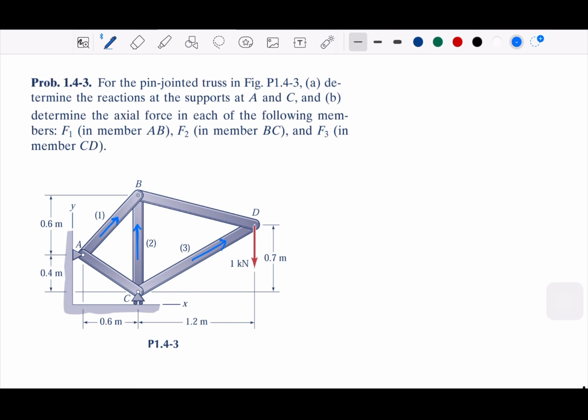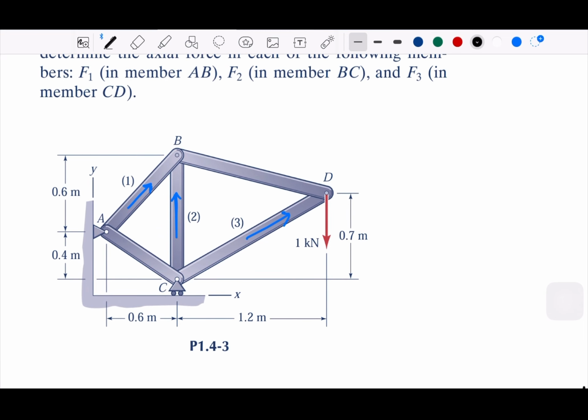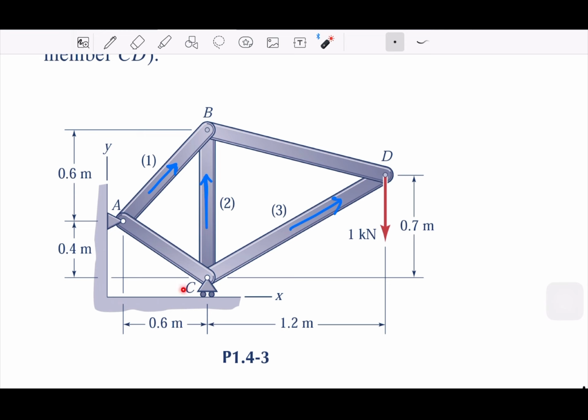Now, to start with the questions, we need to observe what information we have. This is the truss, where all the members are connected through pins, like this. And then we have supports at A and C. If we take a closer look, A is just a normal pin support, and C has a roller support. What's the difference?